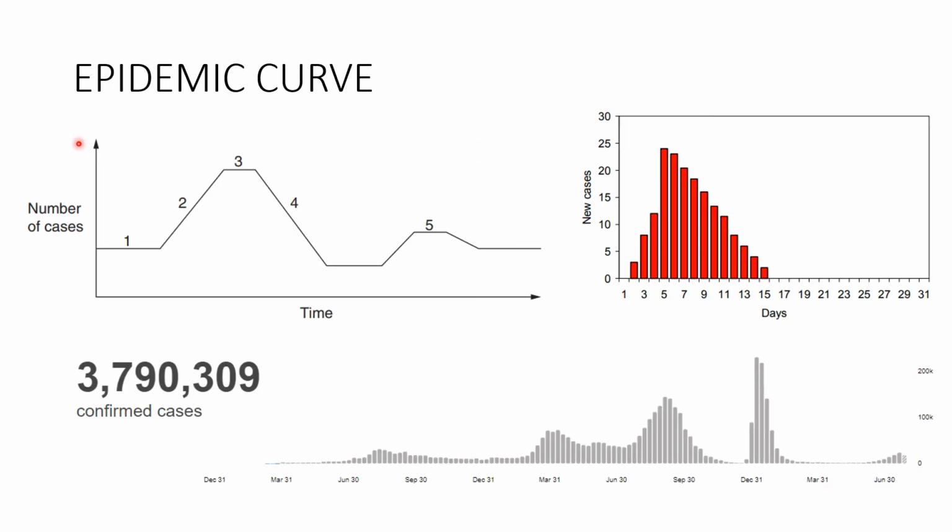So now, in describing the occurrence of disease through time, we usually plot an epidemic curve. In the y-axis, we plot the number of cases, and the x-axis is time. Usually, the time interval used here is based on the incubation period of the disease, if the incubation period is known.